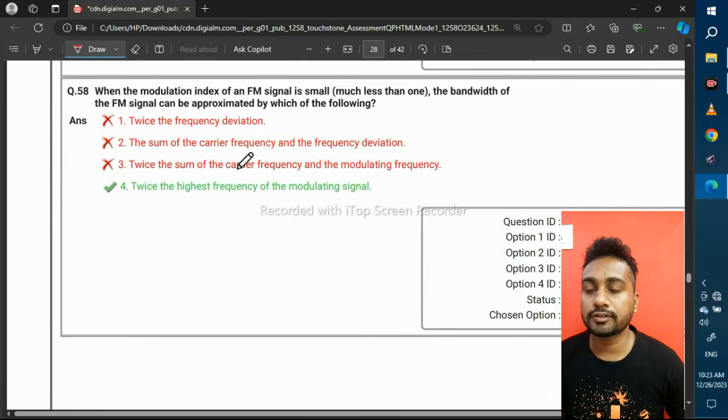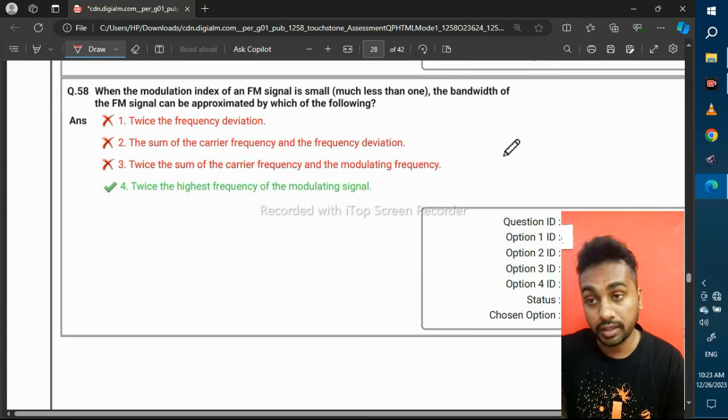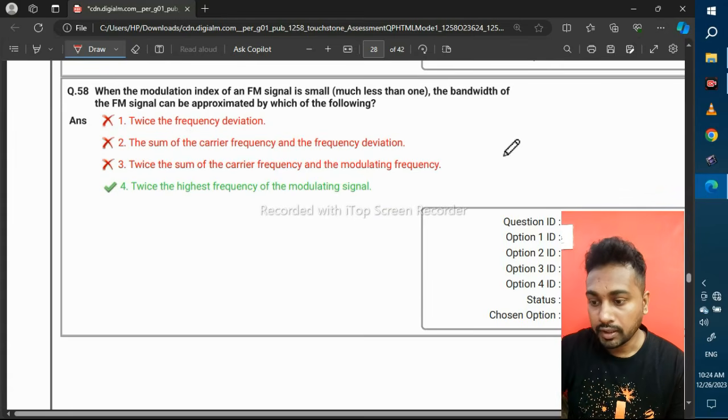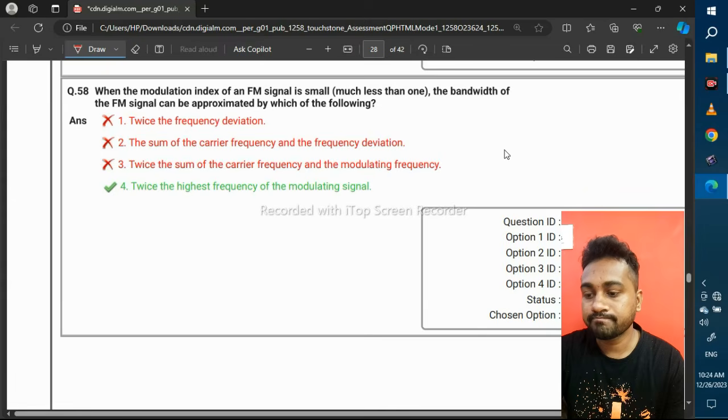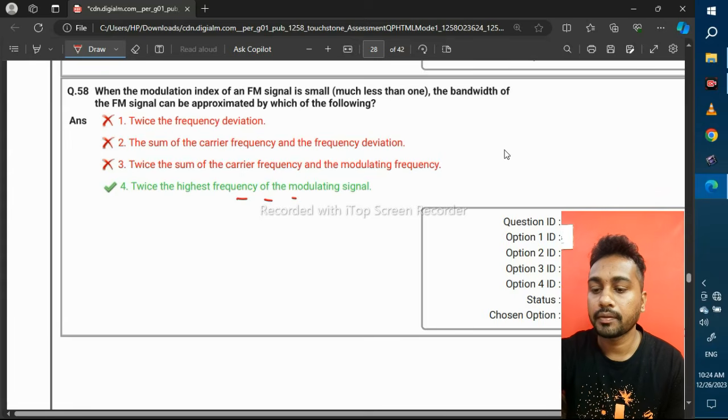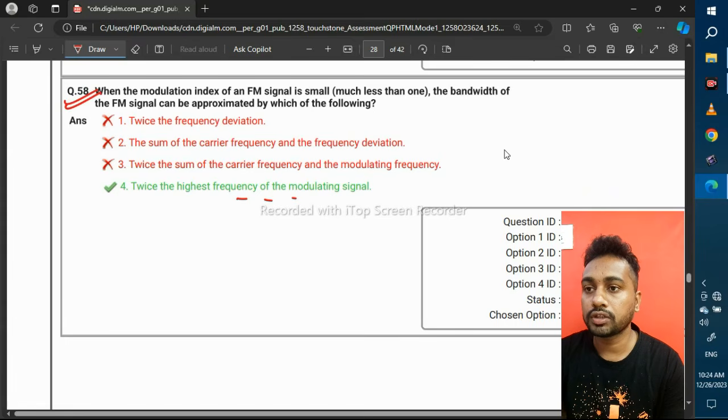When the modulation index of an FM signal is small, the bandwidth of the FM signal is approximated by which of the following? I think 58. Okay, twice the highest frequency of the modulating signal. I think this one also you can choose. Here the answer should be twice the frequency deviation.